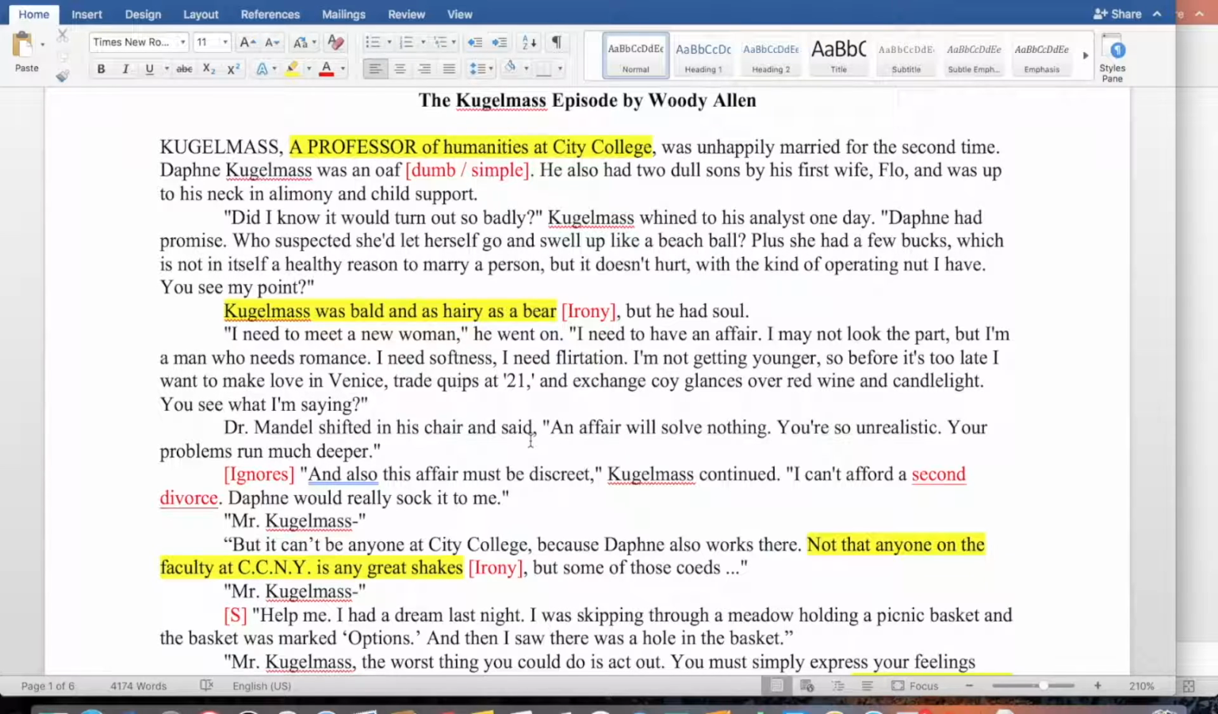I need to meet a new woman, he went on. I need to have an affair. I may not look the part, but I'm a man who needs romance. I need softness. I need flirtation. I'm not getting younger, so before it's too late, I want to make love in Venice, trade quips at 21, and exchange coy glances over red wine and candlelight. You see what I'm saying?